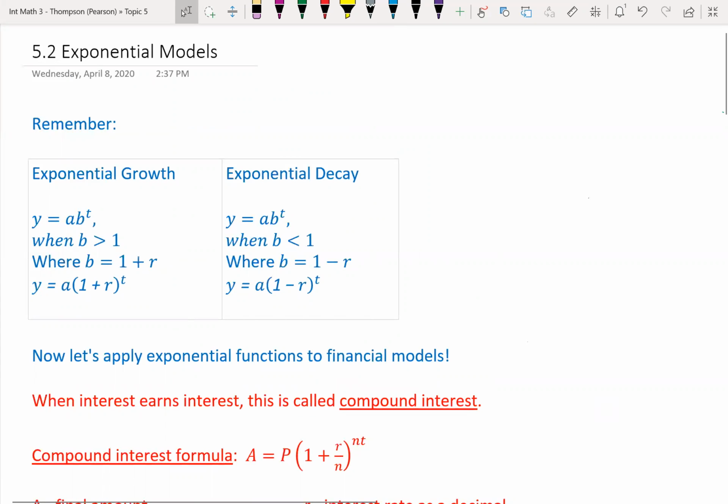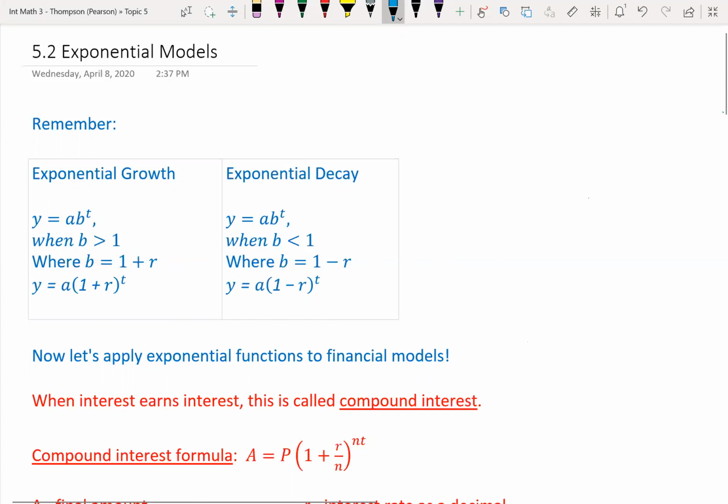So, a reminder from what we did in 5.1, we talked about exponential growth and exponential decay. The parent function for both is y equals a times b to the power of t. Now, t can be your input because it stands for time. You could also use x. They mean the same thing. The difference is that exponential growth occurs when our base is a number larger than 1. Exponential decay occurs when the base is smaller than 1.